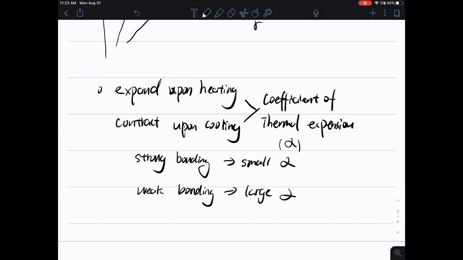So it makes sense. If something is strongly bonded, even if you heat it up, because the bonding is very strong, it's not enough to create a large space between two atoms. That's why the thermal expansion is going to be small for materials that are strongly bonded. For materials that are weakly bonded, it's easy to heat it up and see a very large volume change.